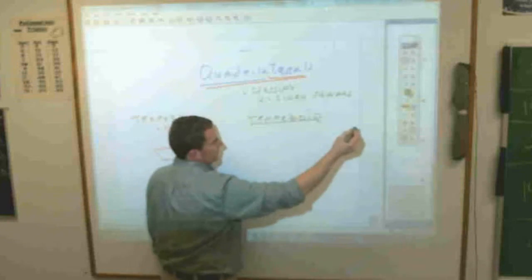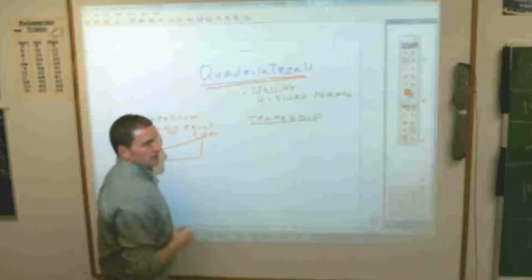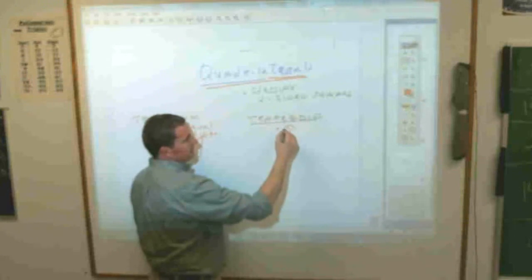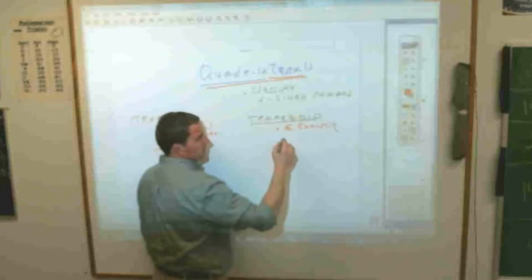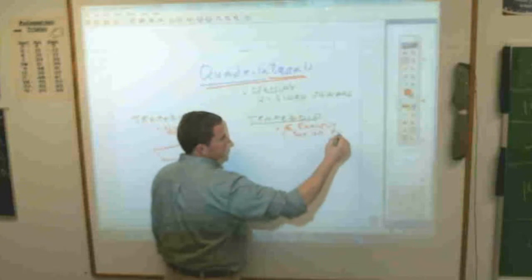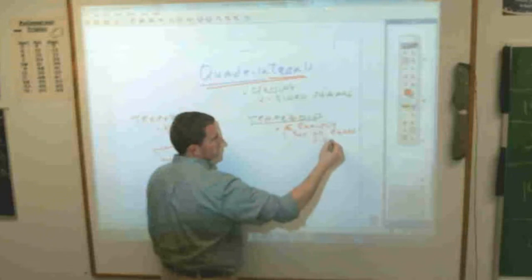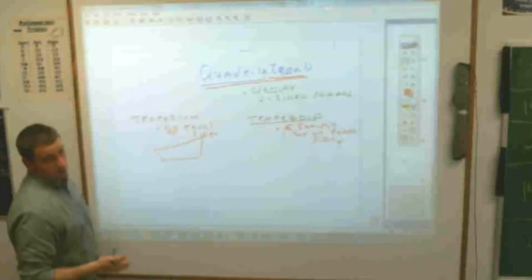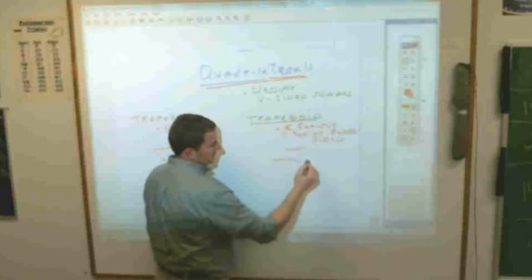Anybody know what the trapezoid is? It's a four-sided shape that has exactly one set of parallel sides. So if you're drawing a trapezoid, you probably should just start with two parallel lines and connect the other sides like this. This is parallel to that.